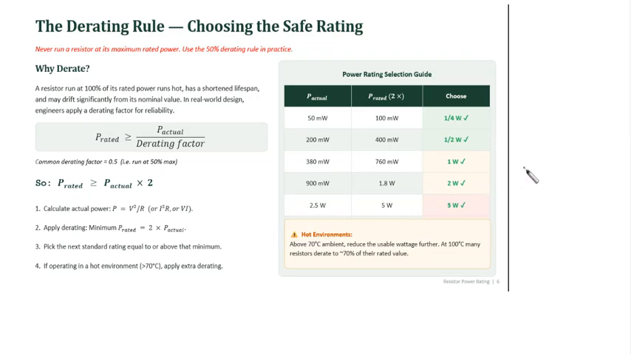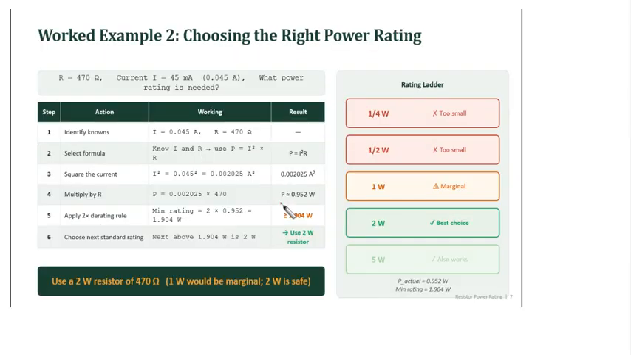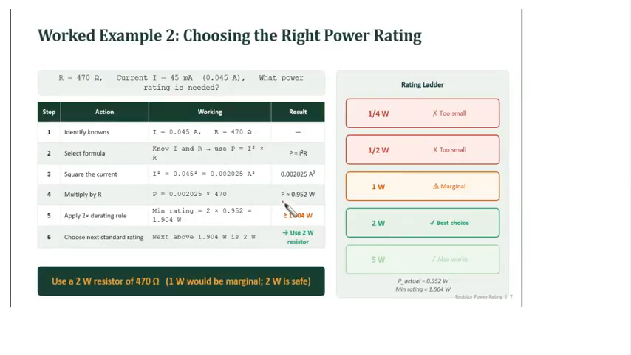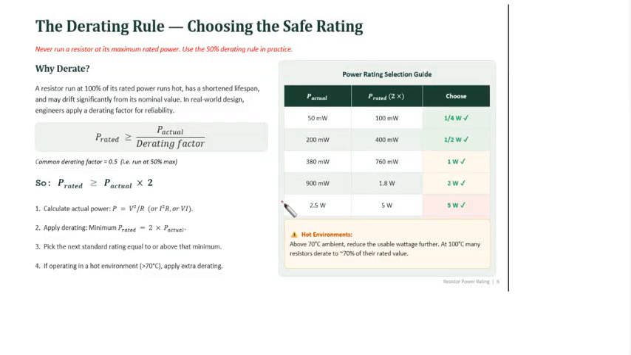Now, how do you choose a resistor in a circuit? So we're going to look at choosing a resistor in a circuit. When choosing a resistor, you follow what we call the derating rule. That is, choosing the safe rating for the application that you want to build or the experiment you want to carry out.